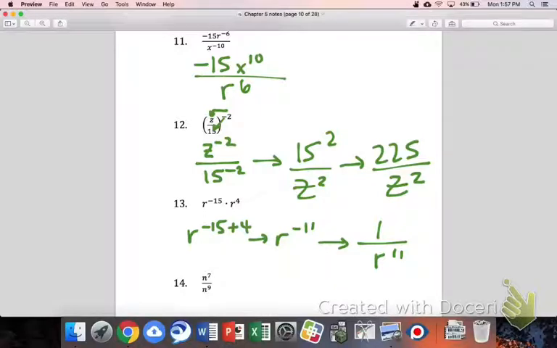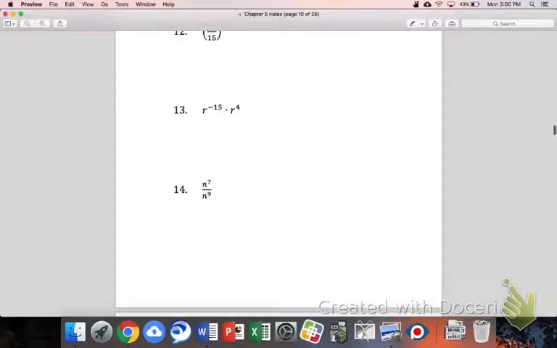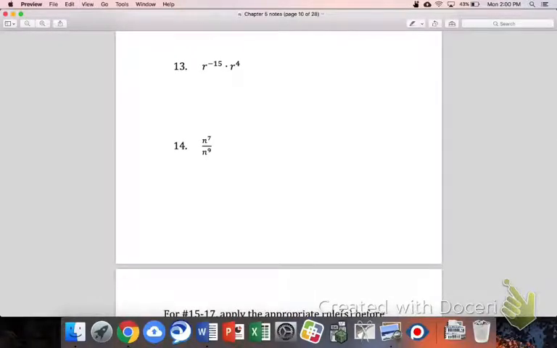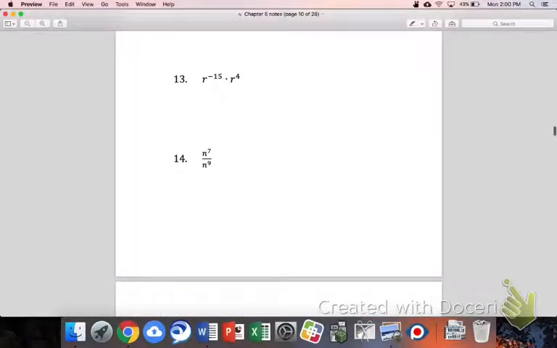Okay, and then the last one in this little group is number 14. And number 14 is right there. How many of you think this is really the best way to do number 14? Did you look at this and say, if you are dividing bases, you subtract exponents? I think that's definitely a way to do it. I think it's probably the most logical way at this point.